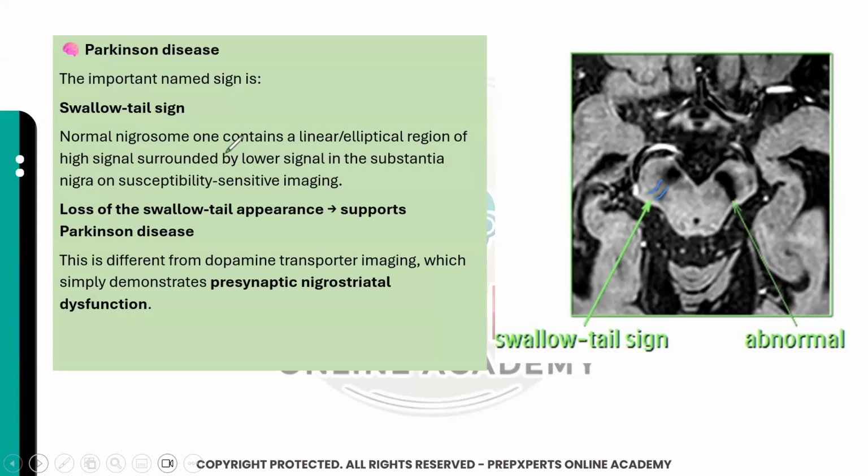Okay. Normal nigrosome 1 contains a linear elliptical region of high signals surrounded by low signals in the substantia nigra on susceptibility weighted imaging, but there is loss of the swallow tail that supports your Parkinson. So this was the image for that.